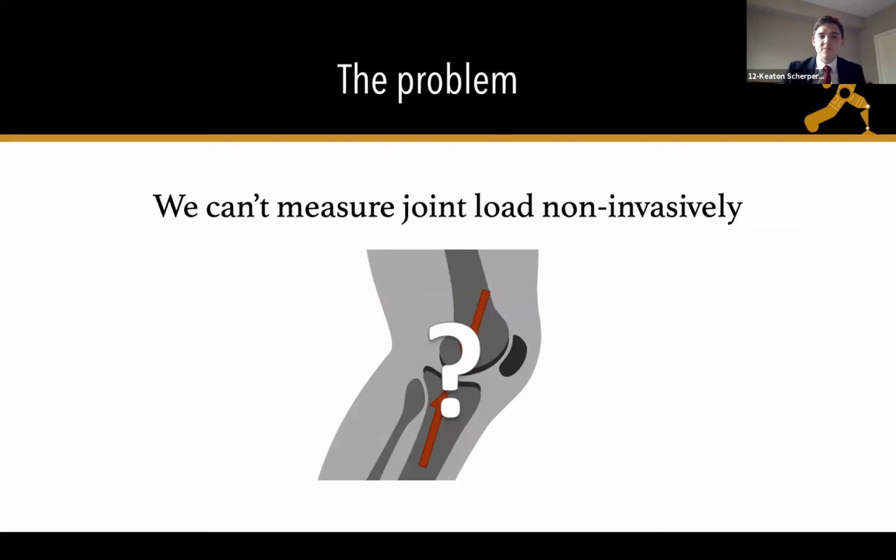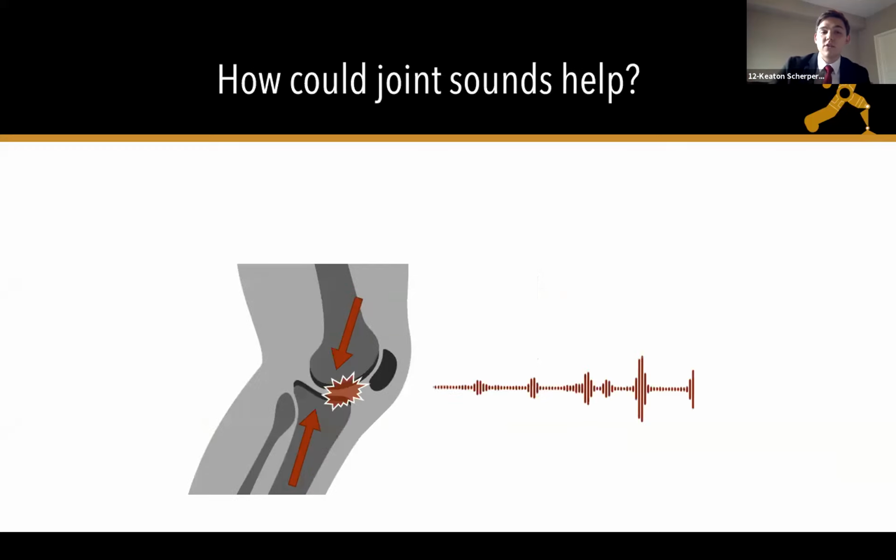But there's a problem. We can't measure joint load non-invasively in vivo, and our estimates can only be performed with special equipment within the lab. So what can we do? Well, this is where joint sounds offer a new solution, a possibility to get at this measurement of joint load. So joint sounds are produced when articulating surfaces within the joint rub against each other, and these sounds propagate through the joint space to the skin where they can be measured with contact microphones.